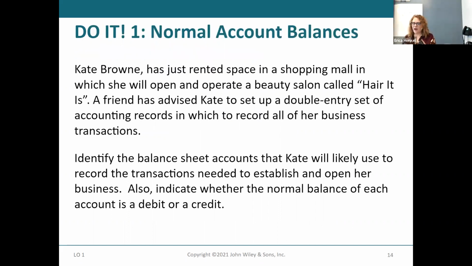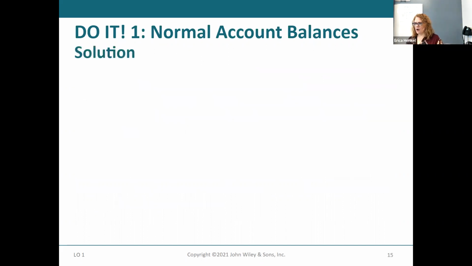Okay, so let's go ahead and walk through this. Pull out a piece of paper, and we'll talk through this one, all right? So we've got Kate Brown. She rented space in a shopping mall where she's going to operate a beauty salon. And somebody who knows her has said, you know what, you need to set up a double entry accounting system so you can do your accounting correctly. We're going to talk about what balance sheet accounts we would probably want to use to record our transactions, and also what the normal balance of each of these accounts would be, okay? So what do you think?